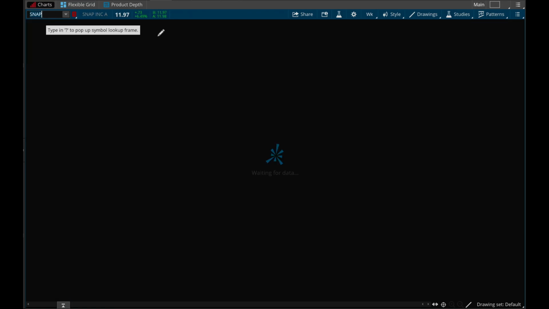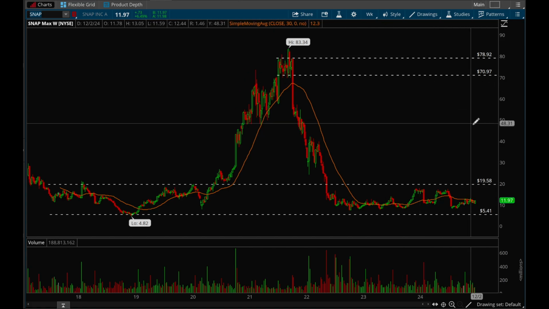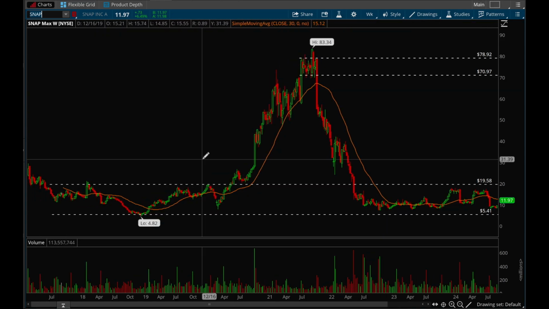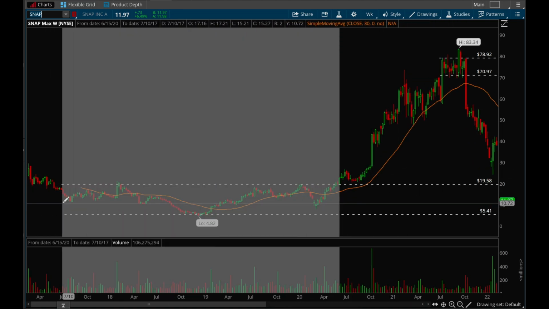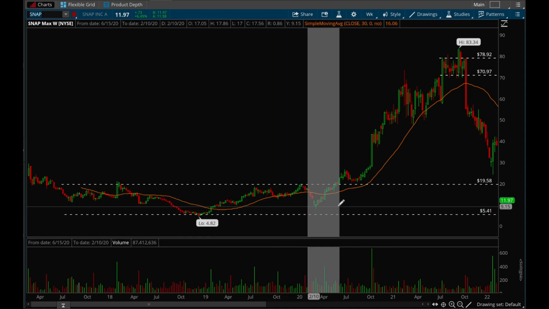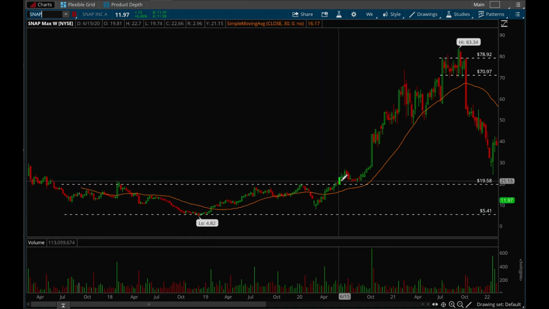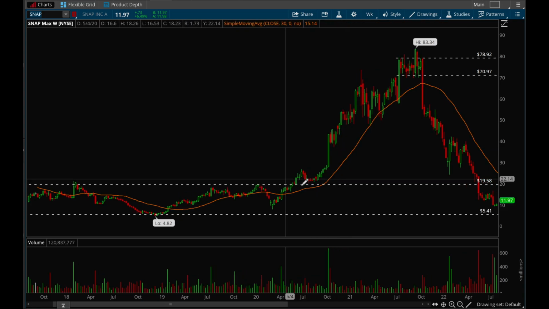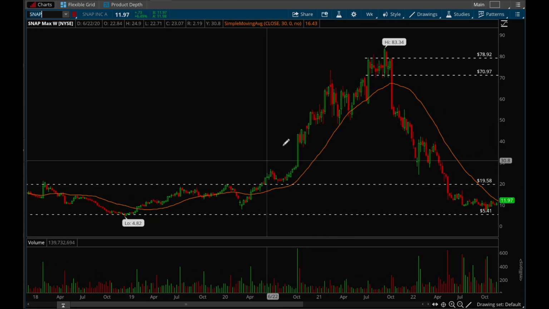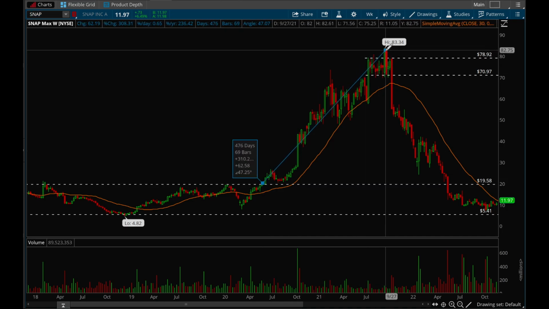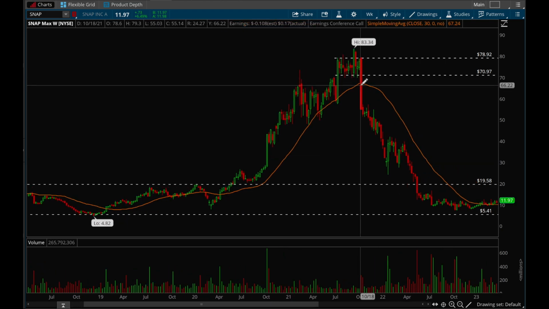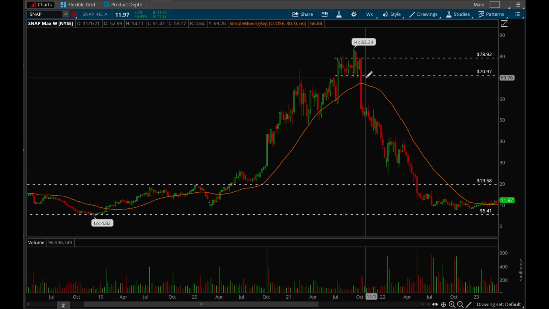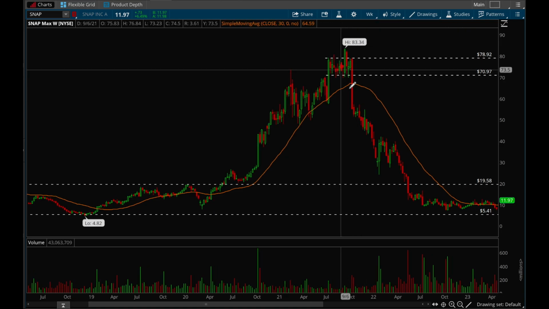Let's look at one more example, Snapchat. So this is another one, very, very clear, right? Stage 1 is right here. This is the base over 2 years. And then this is when we break out of the base. So this is where stage 2 starts, and this is the best time to buy. And then this one continued to go a lot higher. This is over a 300% gain. And then this is the first week that it closes below the 30-week moving average. So this is the sell signal, and you want to exit here.